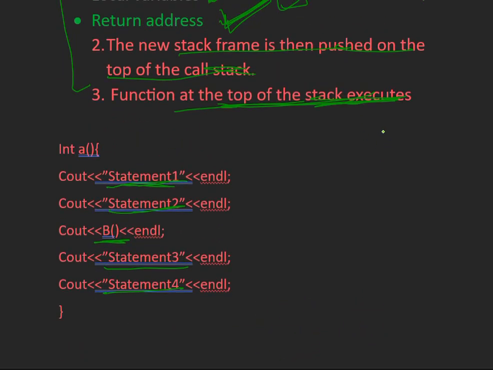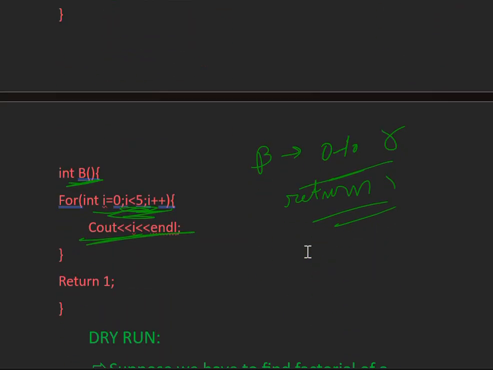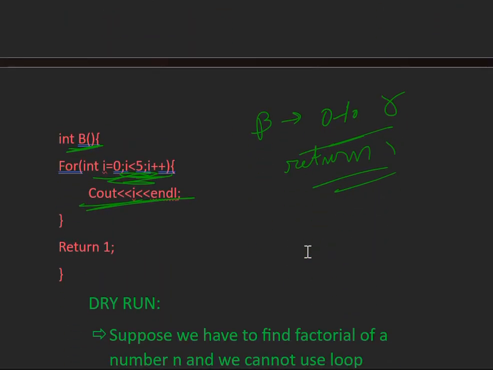If you see here, first in our stack we have function a called. Then it will print statement 1, print statement 2. Now function b is called. So instead of printing statement 3 and statement 4, we get b at the top of the stack. So now b will be executed. What b will do is print from 0 to 5 and then return 1.